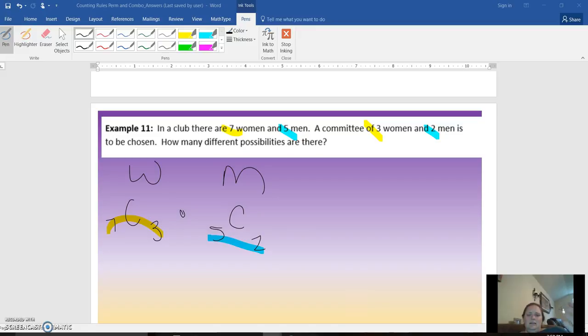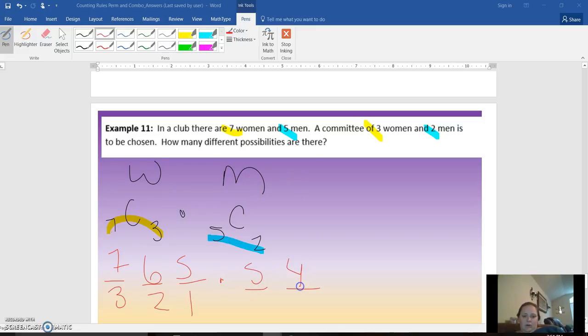So you have a committee. It doesn't say president, vice president, secretary. We just have a committee of these people. And so order is not going to matter here. You can do the shortcut. So 7 combination 3, we draw 3 spots. Then we go 7, 6, 5 over 3, 2, 1. And then the men, we would do 5, 4 after we draw 2 spots, then we would do 2, 1. And we would multiply 7 times 6 times 5 times 5 times 4, divided by 3 times 2 times 1 times 2 times 1.